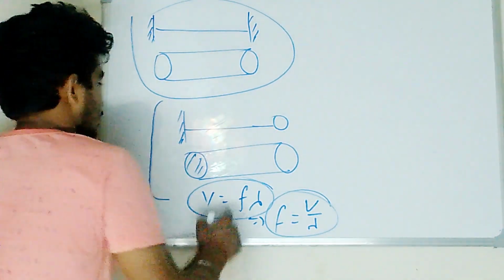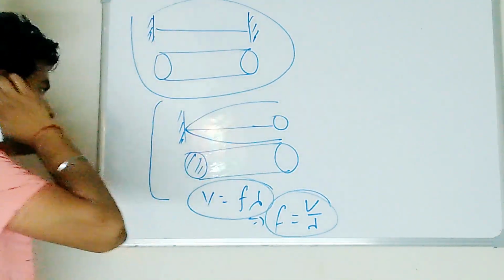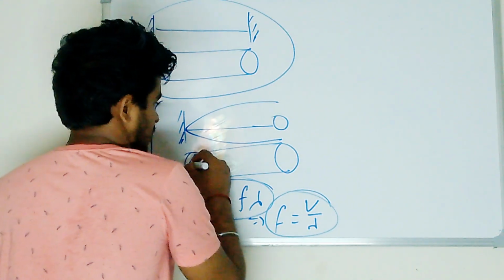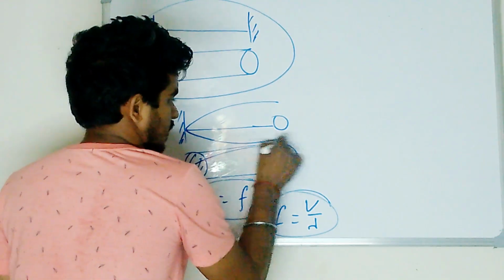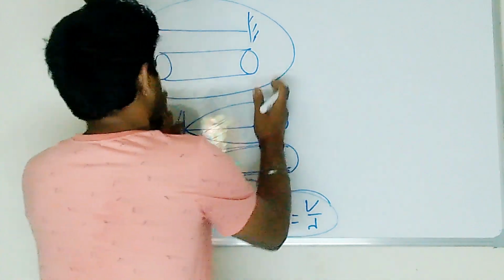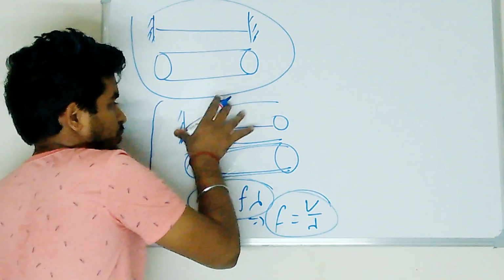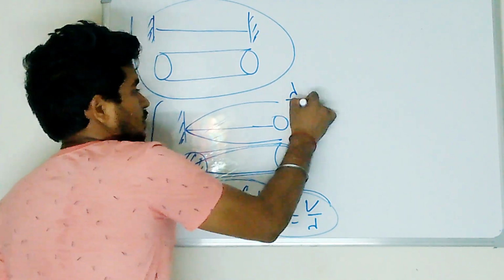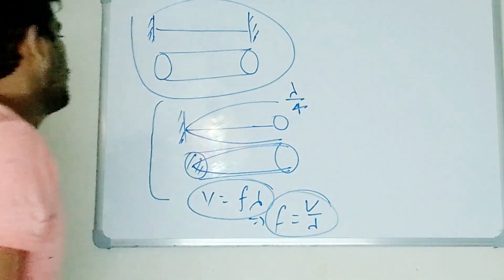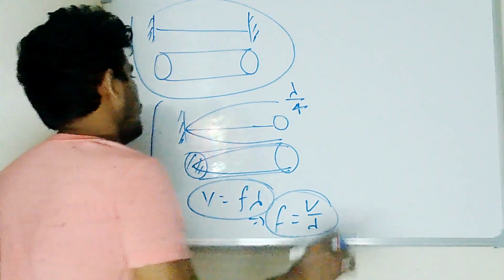Now if we see the wave, how will the wave behave? The wave will behave like this, yes or no? So what is the portion of the wave? In terms of lambda, I can write this portion of the wave as lambda by 4, yes or no? So if this is lambda by 4, what can you say?